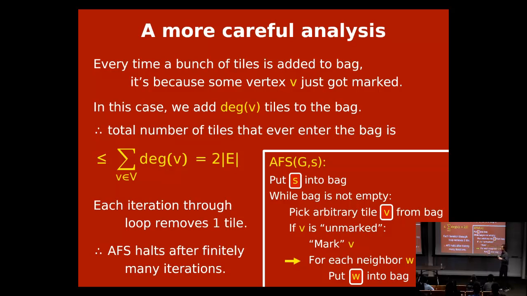And why is it at most this and not equal to this? You don't mark every vertex. Yeah, you might not visit every vertex. You only visit the vertices that get connected to S. So if it's connected, it will actually equal this. Therefore it halts after at most 2 times m, the number of edges, iterations. Any questions? You should have a question. There's a mistake. What is it?